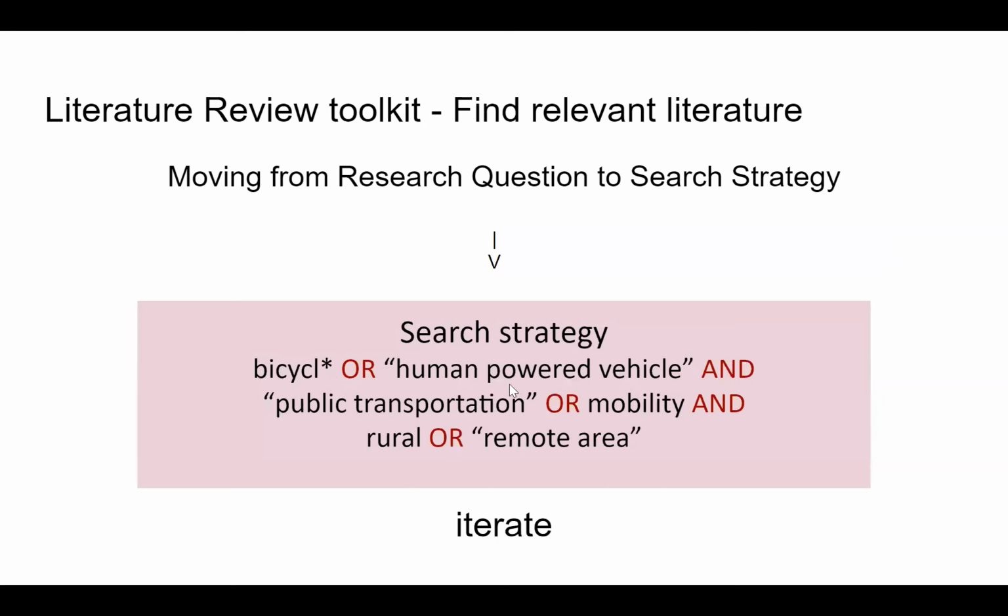I also put quotes around the phrases human-powered vehicle, public transportation, and remote area. They are phrases, and the quotes tell the database to look for each of them as a phrase, not individual words. I connect synonyms with OR. I connect core concepts with AND. This expands the returns I'll get from the database for each core concept, but also tells the database I want all the core concepts to be discussed in the articles I find.